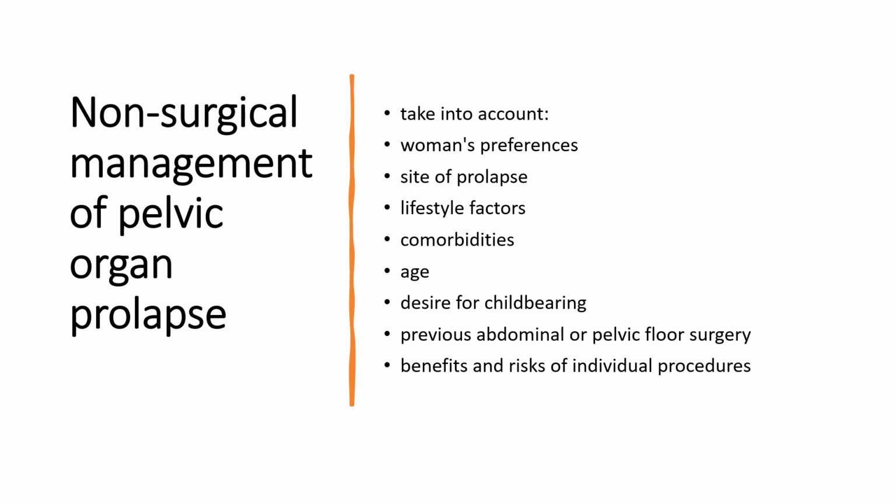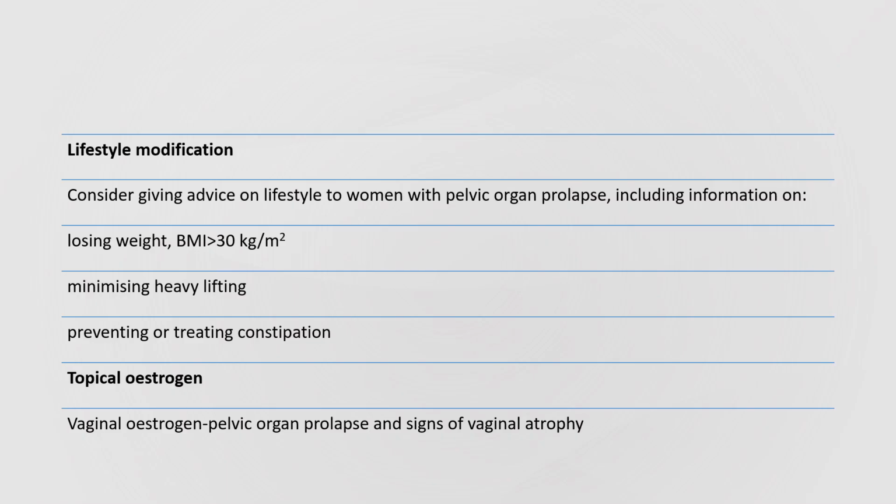For non-surgical management of pelvic organ prolapse, take into account the woman's preference, site of prolapse, lifestyle factors, comorbidities, age, desire for childbearing, previous abdominal or pelvic floor surgery, and the benefits and risks of individual procedures. Lifestyle modifications include giving advice on lifestyle factors: losing weight with BMIs over 30, minimizing heavy lifting, and preventing or treating constipation.